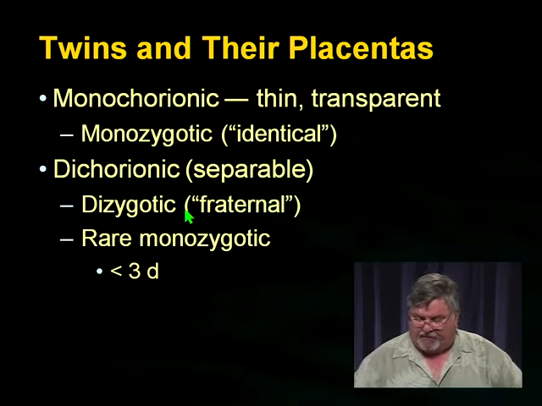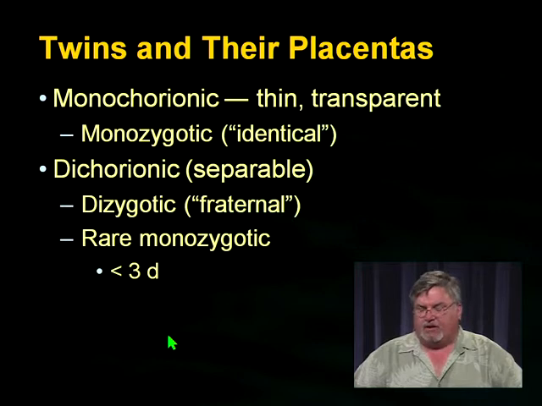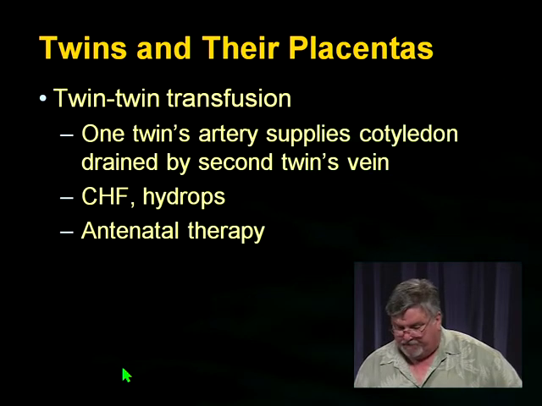So you can have rare monozygotic twins if the split of the fetuses occurs prior to 3 days of gestation. So monochorionic are always, quote unquote, identical. Dichorionic, generally fraternal, but can also be identical.